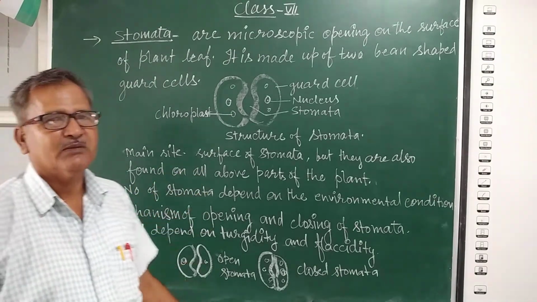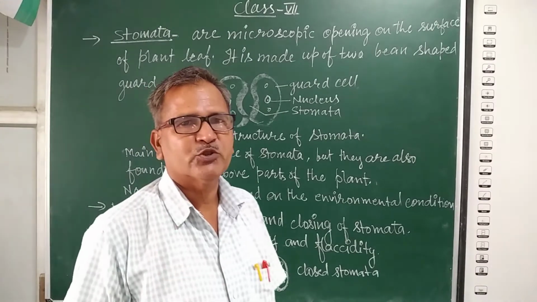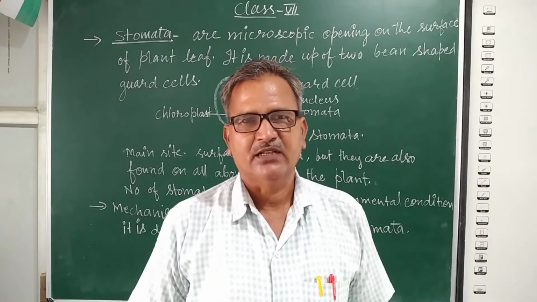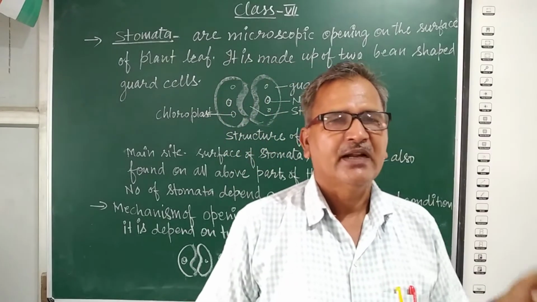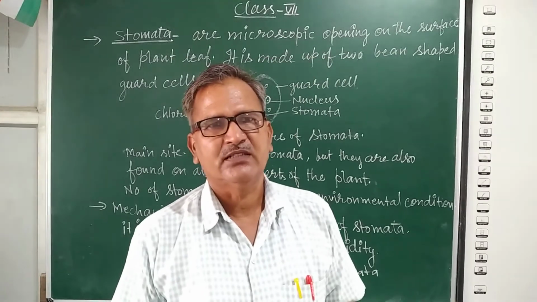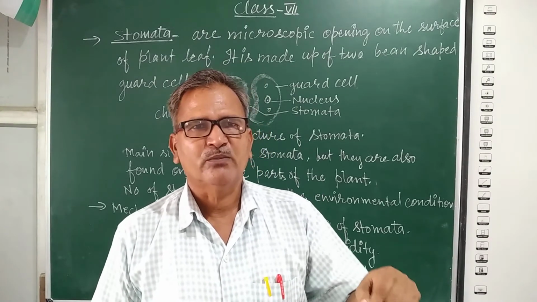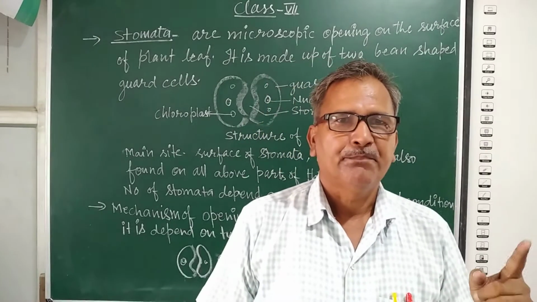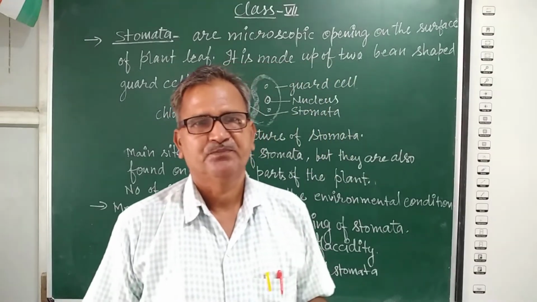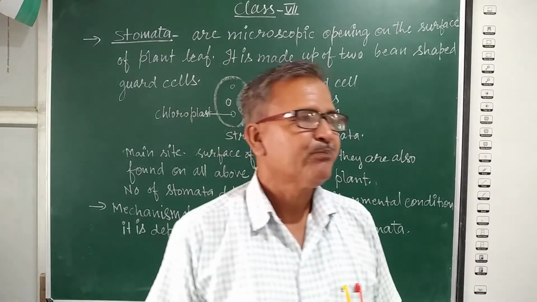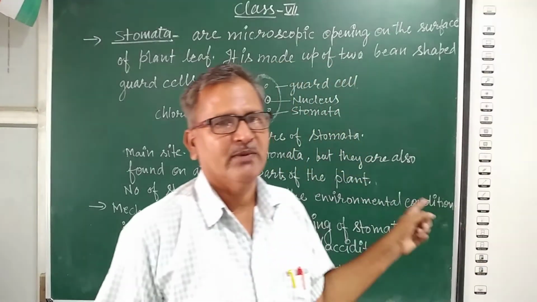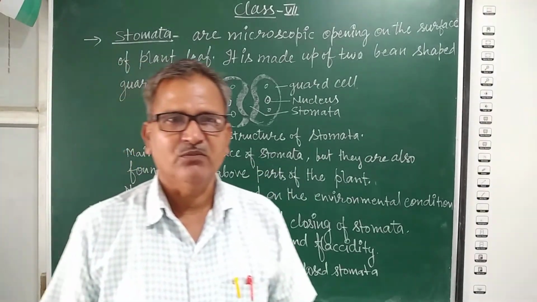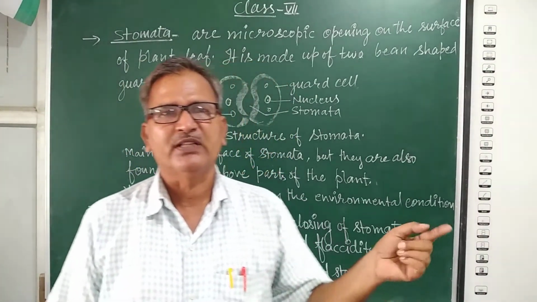The number of stomata may vary according to the environmental condition. If the plant is in dry condition, especially in xerophytes, the number of stomata is reduced to reduce the process of transpiration, so that the plant can save water by reducing the number of stomata. But in moderate conditions, the number of stomata may be more in comparison to those plants which are found in desert areas.